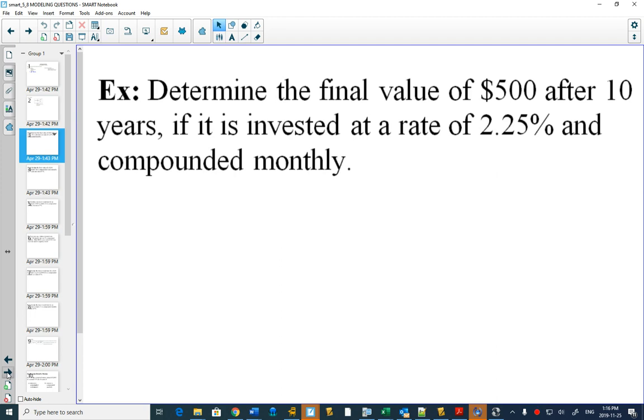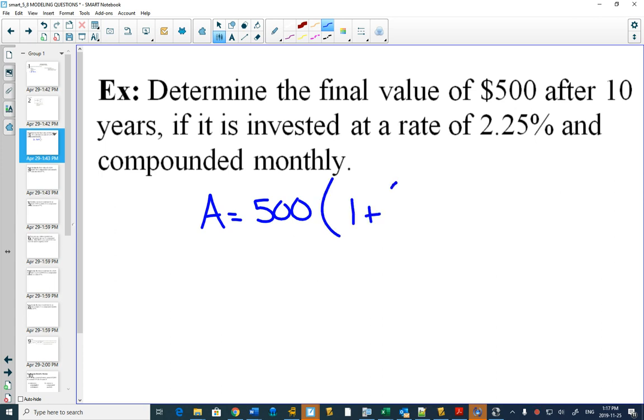So we have some questions that are relatively easy. Determine the final value of $500 after 10 years if it's invested at a rate of 2.5% and compounded monthly. So as far as working with this, we want to find the final amount, which is A. We know the principal or the initial amount is 500. So it's just a matter of plugging things into the formula. 1 plus the rate as a decimal divided by the number of compound periods. Compounded monthly means 12 times per year. And then 12 times 10.